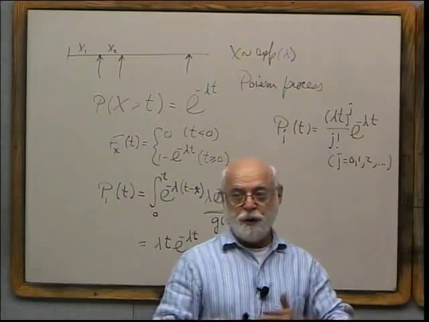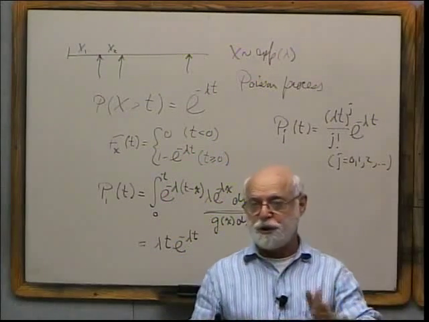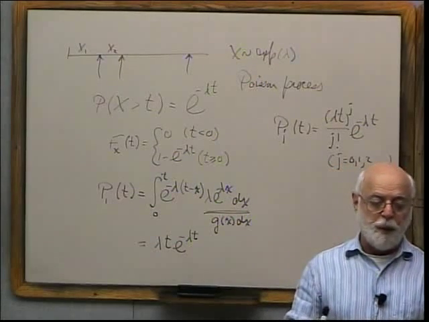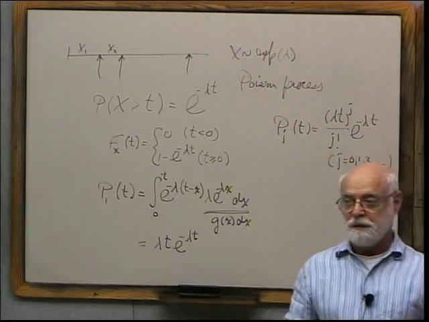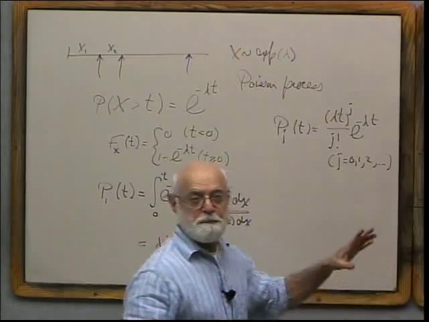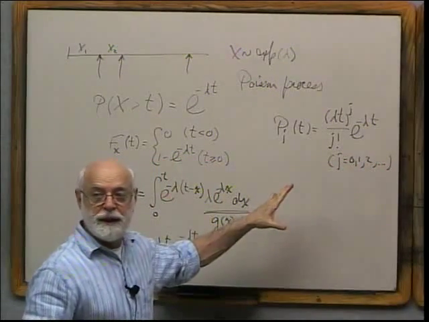So I go back and forth between which description I want to use, depending on what my mathematical structure is, to make things as simple as possible. So that's the Poisson process. Okay, any questions about that?